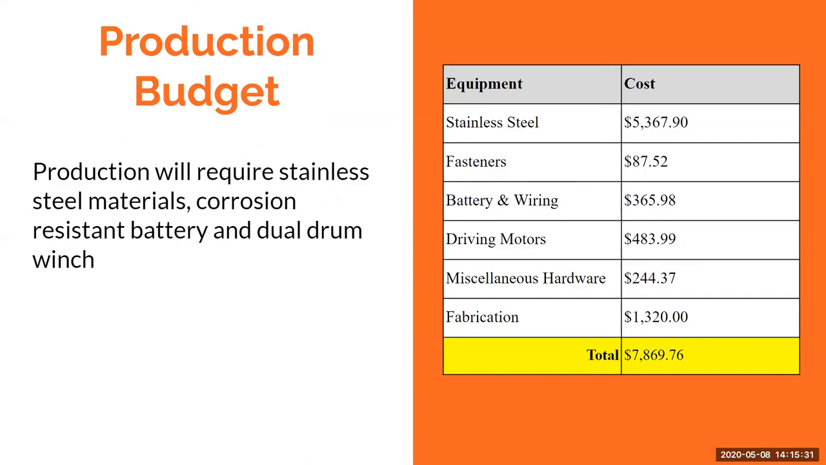The production budget presented here is a significant increase over our prototype budget of $2,650. This is because the final production requires stainless steel parts and fasteners, a corrosion-resistant battery, a corrosion-resistant driving motor, and the fabrication will need to be outsourced. So the total final cost of production will be $7,900.